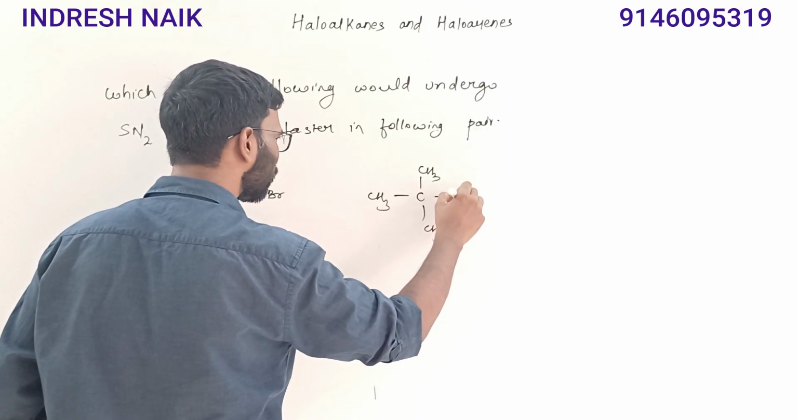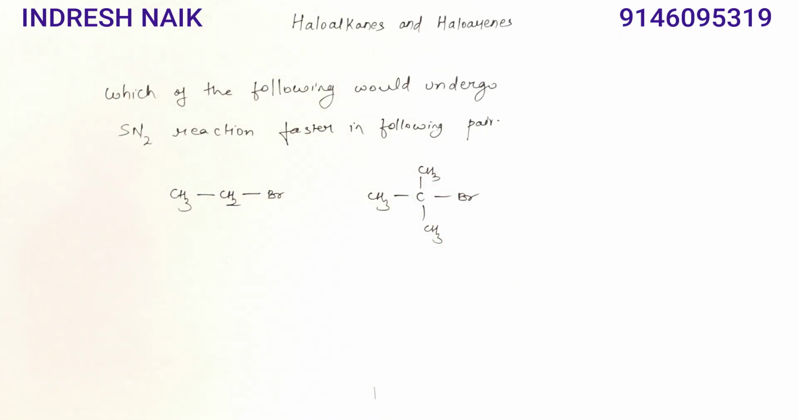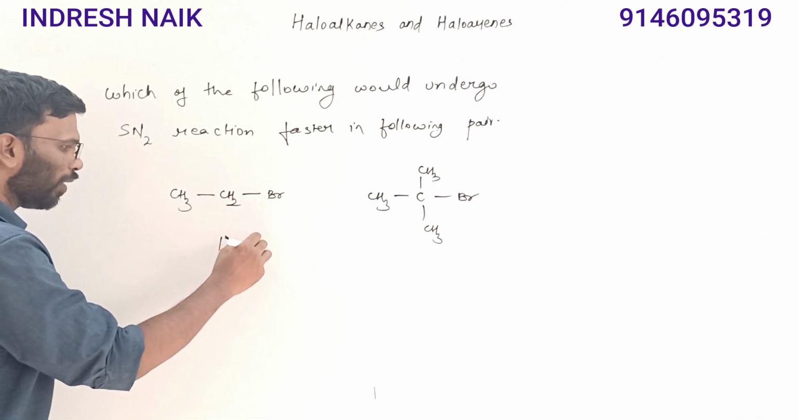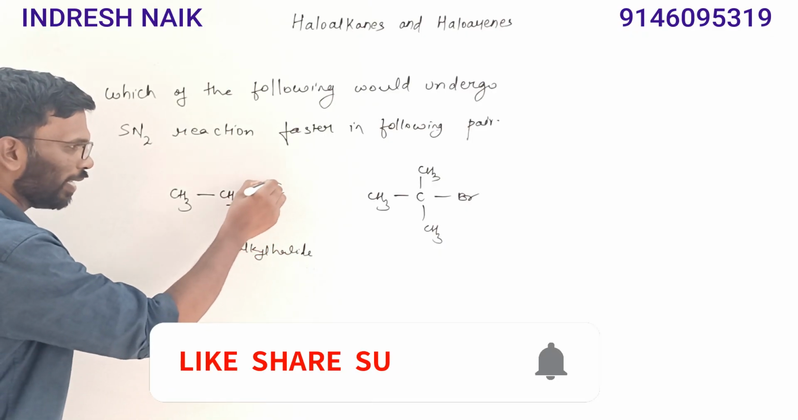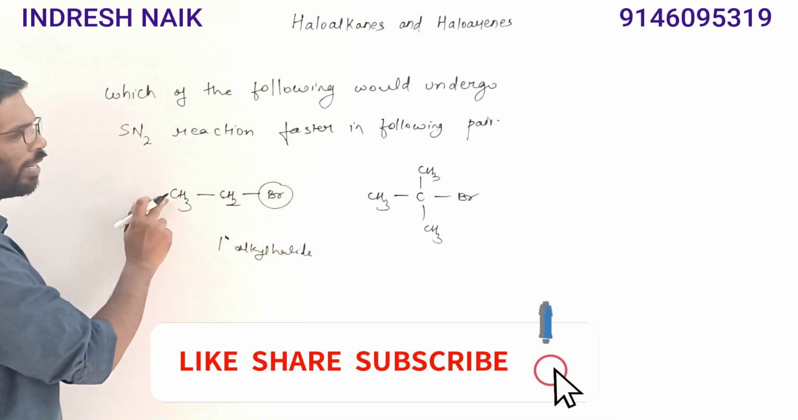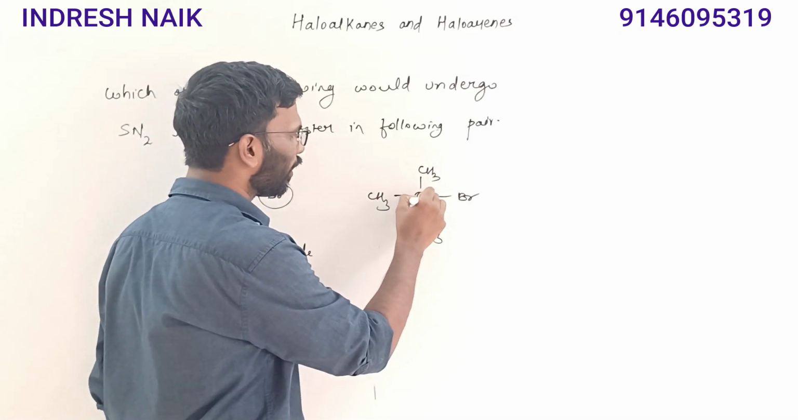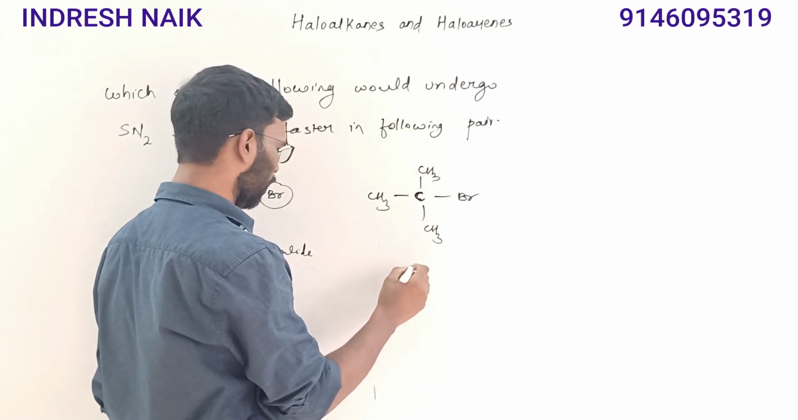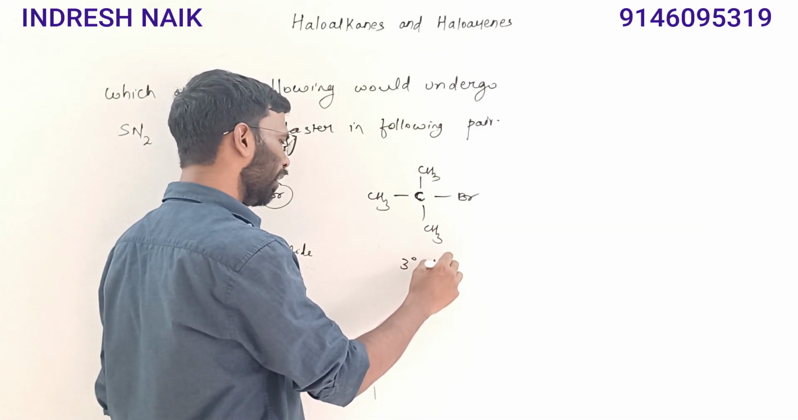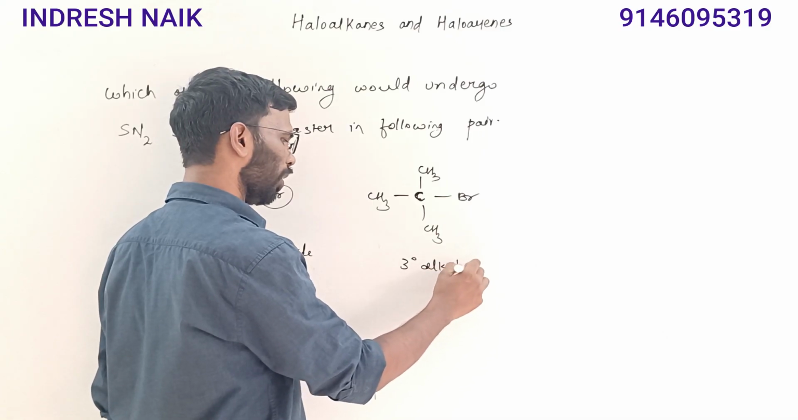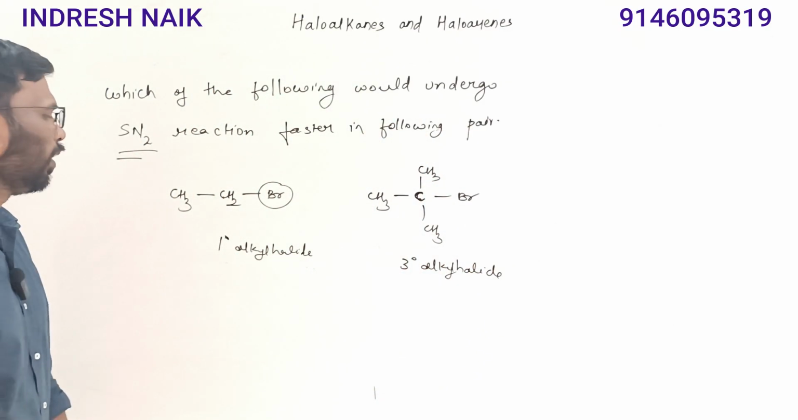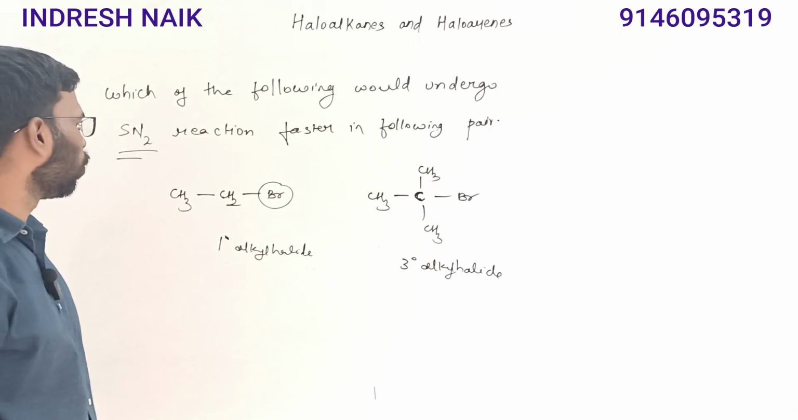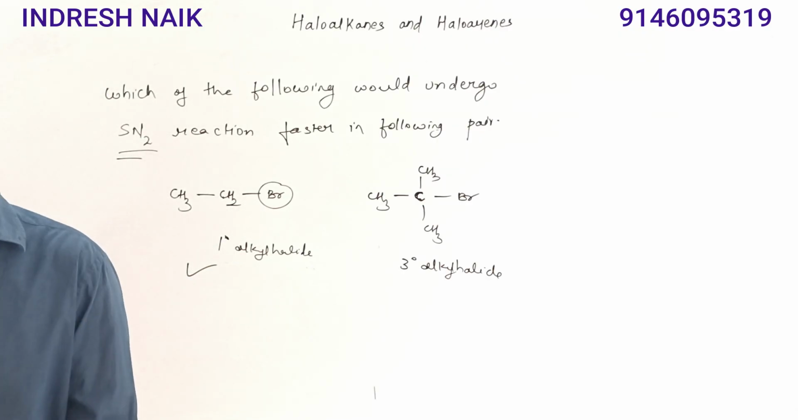SN2 reaction faster means what? In which case? This is a primary alkyl halide. How do I understand it? The halide is connected to this carbon, which is further connected to only one carbon. In the other, the halide is connected to this carbon, which is further connected to 3 carbons, so this is a tertiary alkyl halide. SN2 is always favorable for primary, then secondary. So the answer is this.